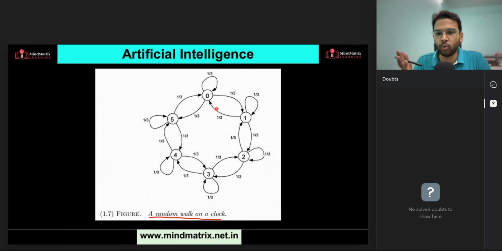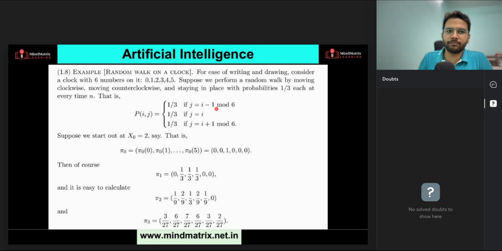let's say you are present at 2, right? So from state 2, either you can go to the same state, or you can go in an anti-clockwise direction, that means you go to 1, or you can go to 3. And the probability of going in any direction is 1 by 3. In this example, it is given that it is 1 by 3. It's not like it has to be the same. Just for this example, it is given that the probability of moving from one state to another state is 1 by 3. Clear? And in total there are 6 states present over here.